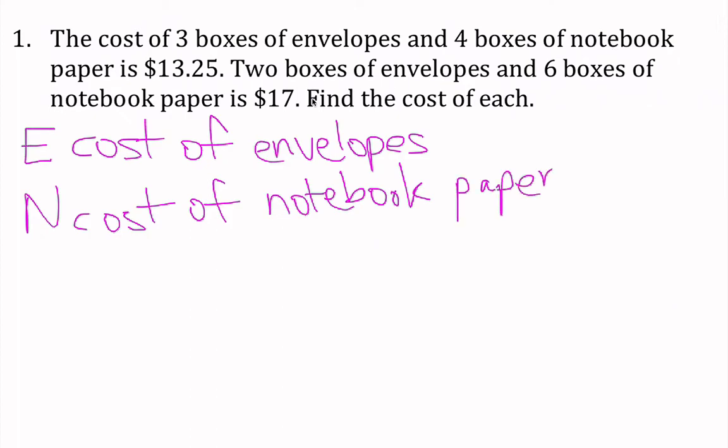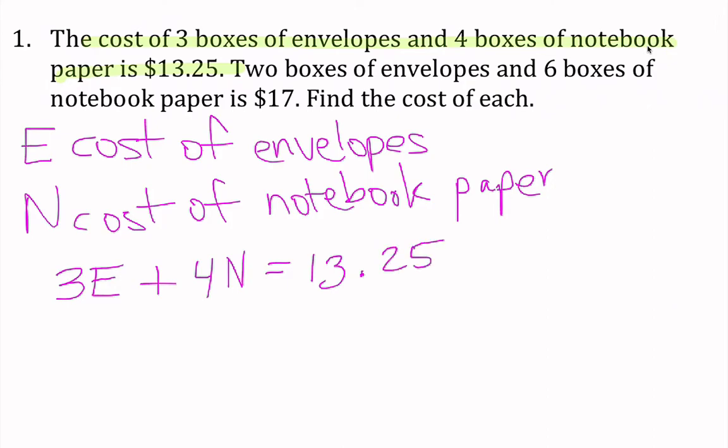Okay, whenever you have two unknowns, so I don't know this guy, I don't know this guy, you have to write two equations. My first equation is going to come from this sentence right here. So I'm going to buy 3 boxes of envelopes. So to represent 3 boxes of envelopes, I'm going to write 3E, plus I'm also buying 4 boxes of notebook paper, so 4N equals, and I know I got all of that for the cost of $13.25.